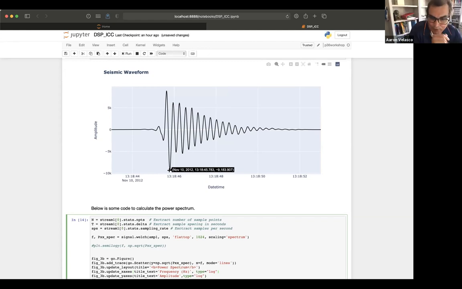633, 783. So that's the 0.3, right? Yeah, that's right. So that's the dominant frequency. You can see that that's the dominant frequency of that particular signal. I just wanted to point that out.